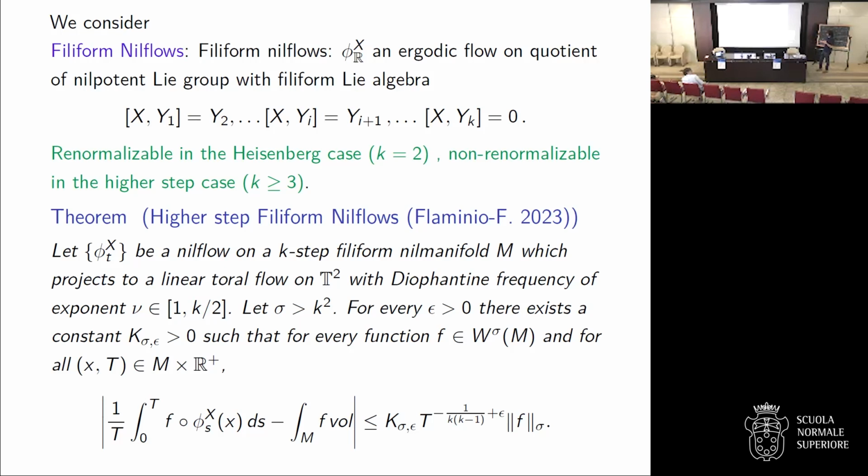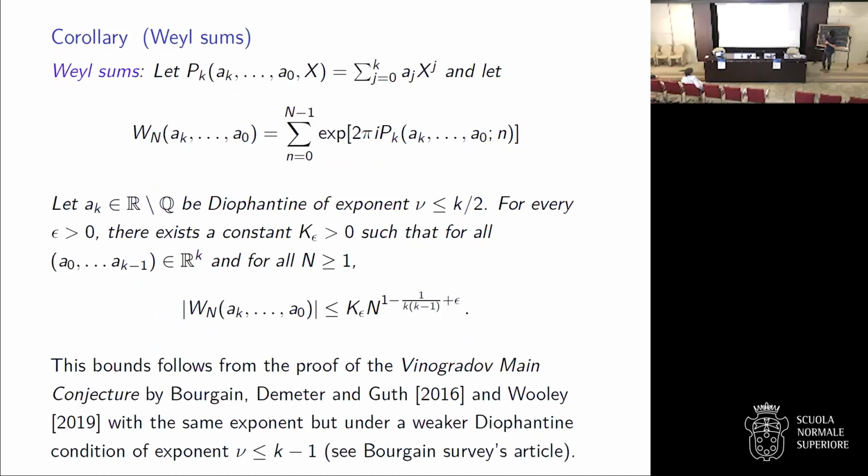There is a frequency there, which essentially corresponds to the top coefficient of the polynomial, as we've seen earlier. We can get away with a Diophantine exponent that goes up to k over 2 or something like this; we need some amount of regularity. This says that we have a speed of ergodicity with a gain of 1 over k minus 1 plus epsilon. Here I divided by t, but if you just multiply by t, this is exactly the Weyl sum. So the corollary, which I basically announced, is that for the Weyl sum, under a Diophantine condition on a_k up to exponent k over 2, you get a bound like this.